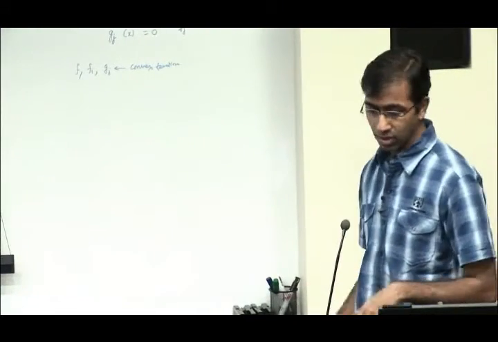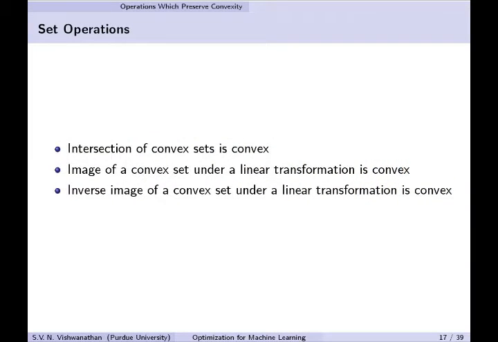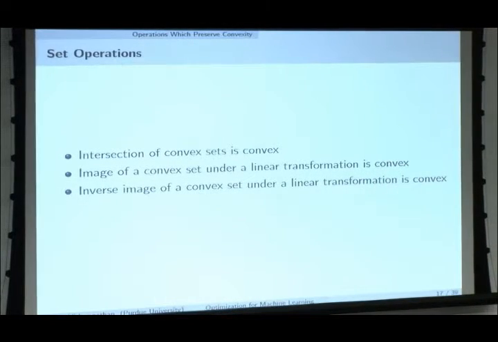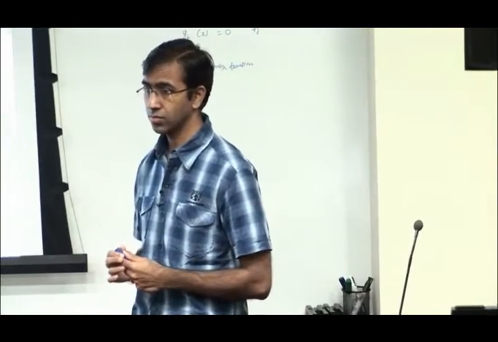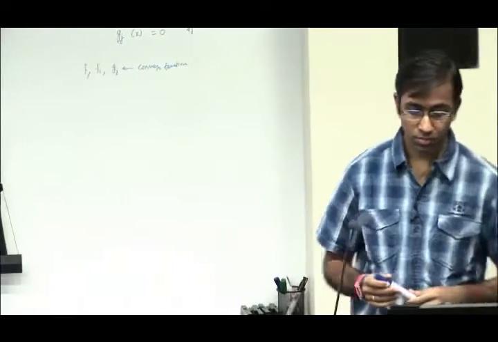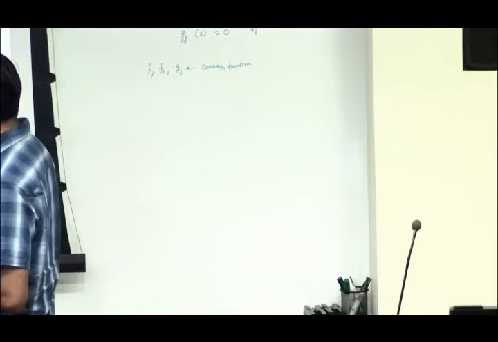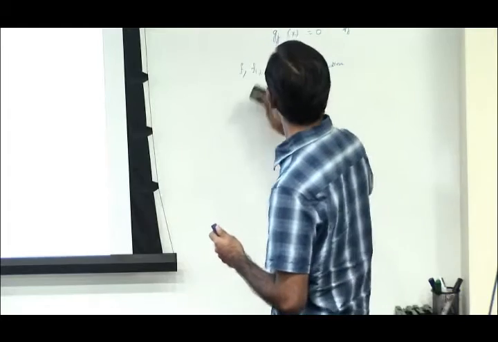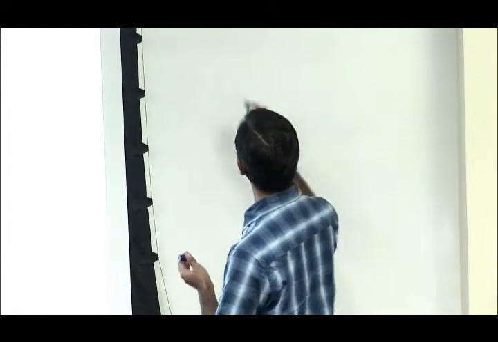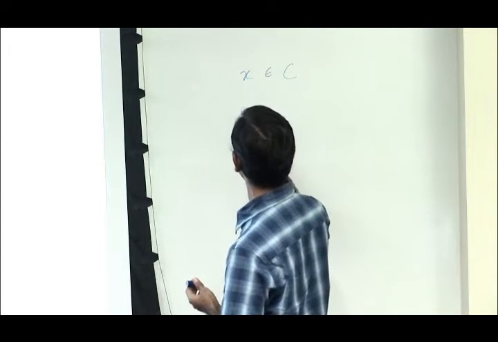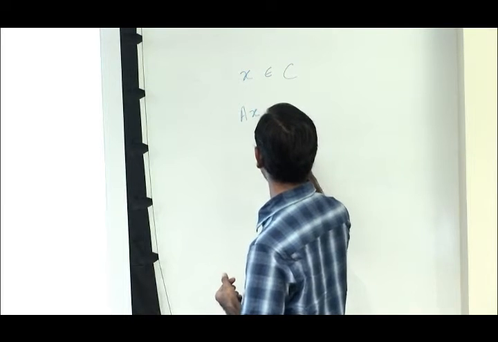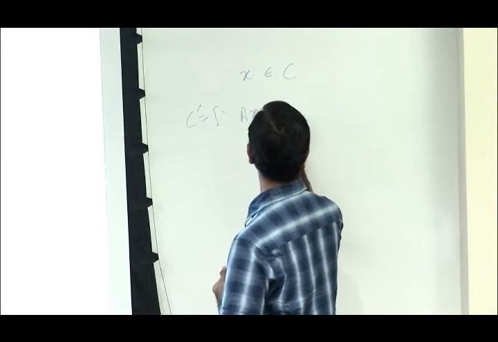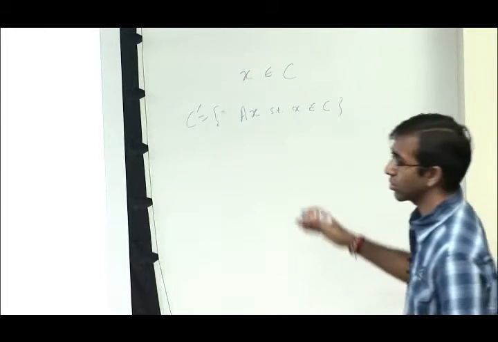Now let's quickly look at the operations that preserve convexity. The set operations that preserve convexity are intersection, which is the most used set operation that preserves convexity. Similarly, if you take a linear transformation of a set, then that is also convex. That is, if you have points x belonging to some set C, and you take Ax, and define C prime as the set of Ax such that x belongs to C, this set is also a convex set.